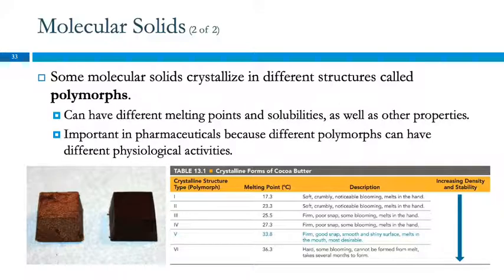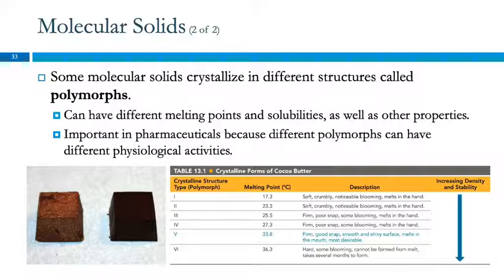Molecular solids can crystallize in different structures, and those are called polymorphs, different shapes. And the different polymorphs can have different melting points, different solubilities, and other properties may be different. So this is important in pharmaceuticals. Different polymorphs can have different physiological activities. It's also important in making chocolate. I don't know about you, but I like chocolate.